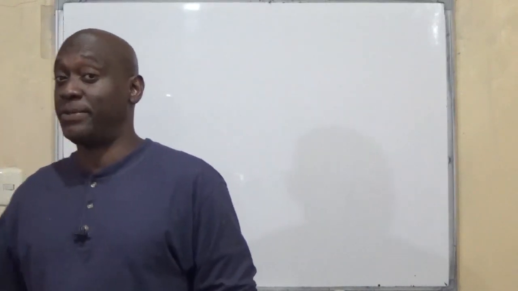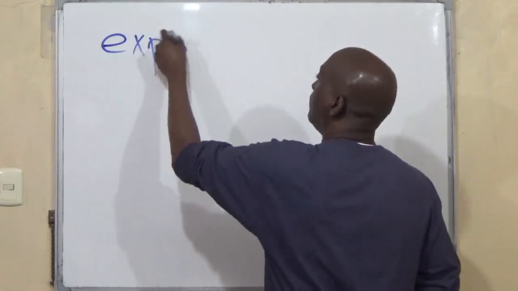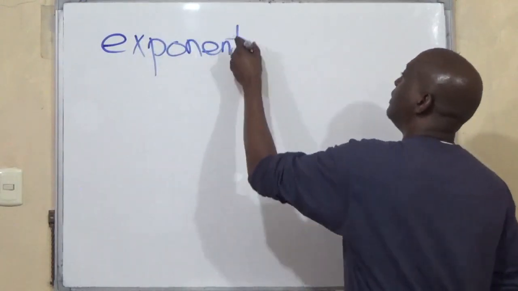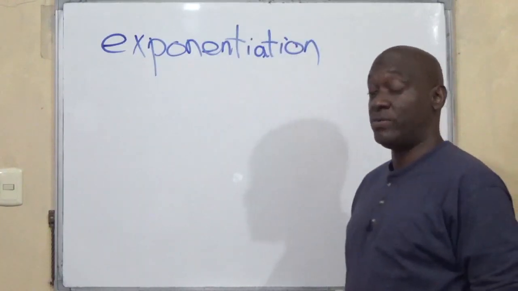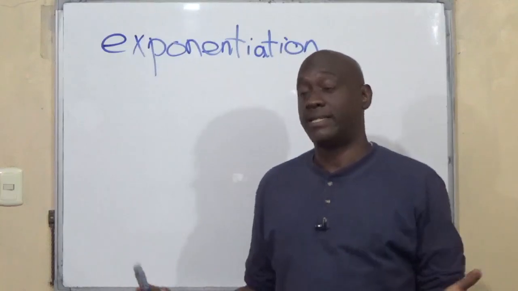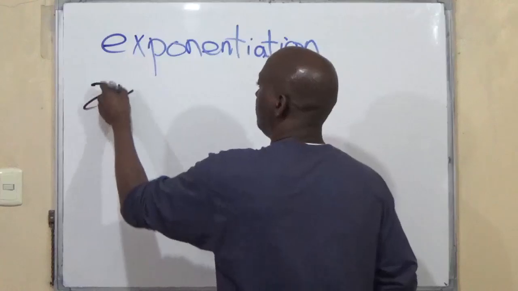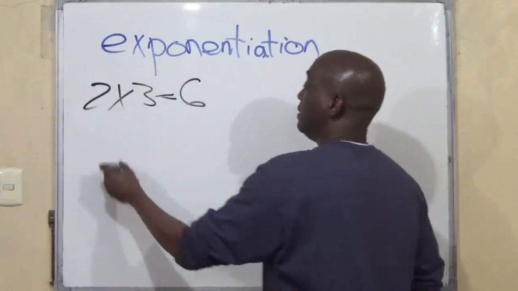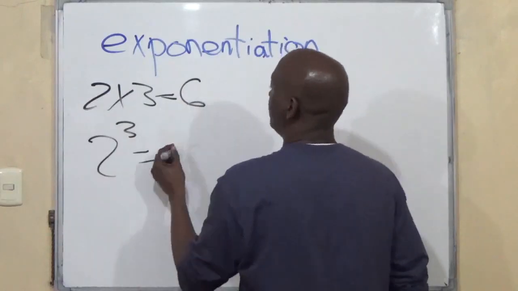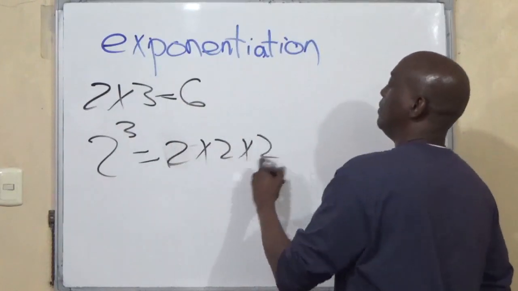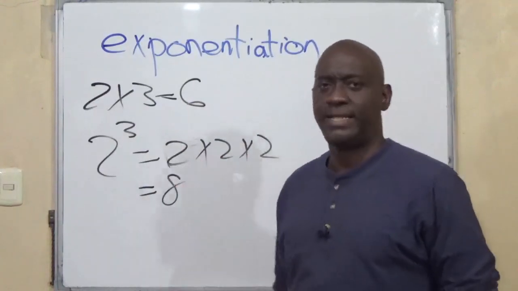Exponentiation, meaning we're dealing with exponents, we're dealing with powers. Right? So exponentiation, E-X-P-O-N-E-N-T-I-A-T-I-O-N, as opposed to multiplication. What is an example of exponentiation? Multiplication, 2 multiplied by 3 is equal to 6. 2 to the power of 3 is equal to 2 by 2 by 2, which is then equal to 8. Alright?